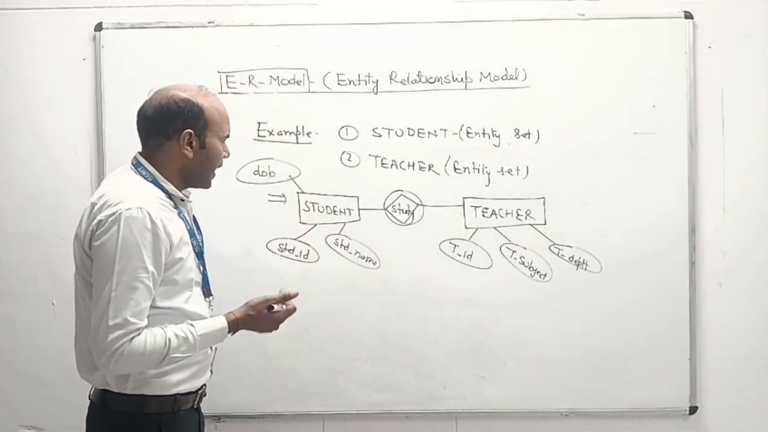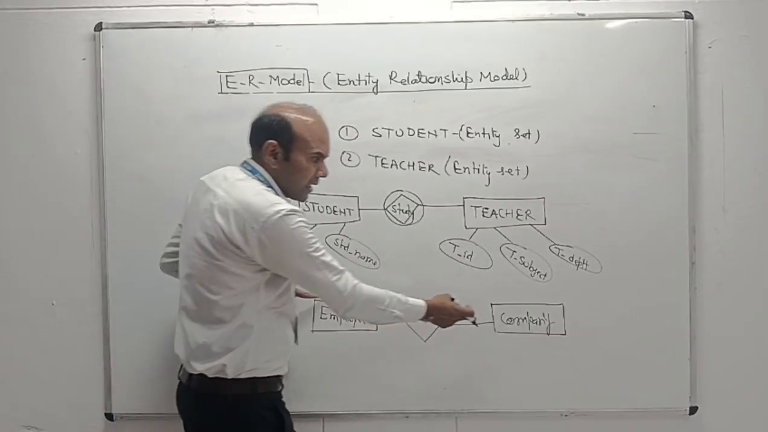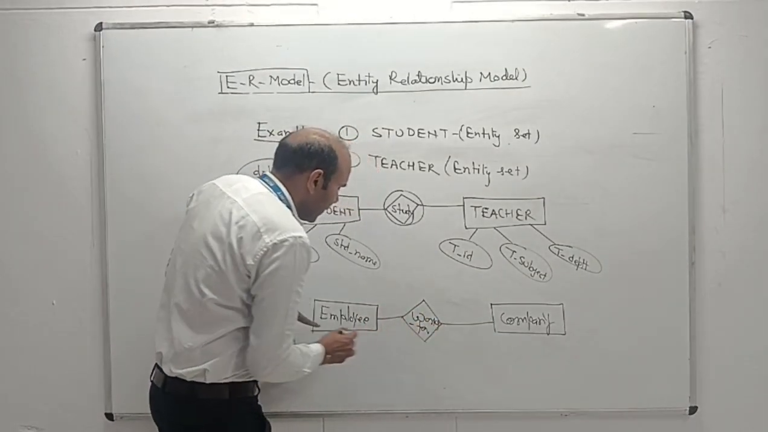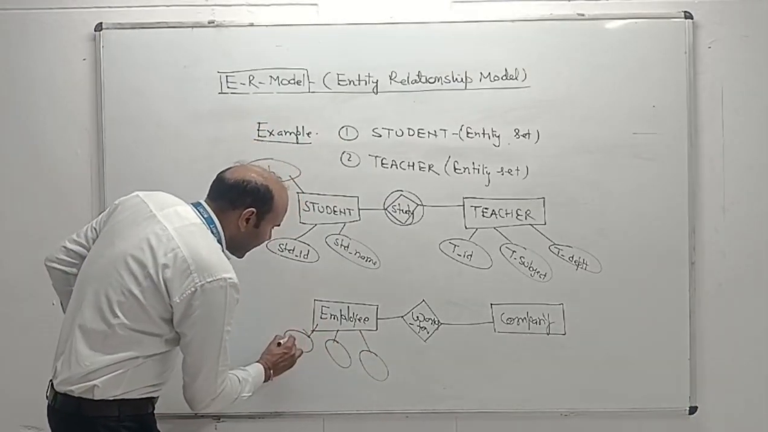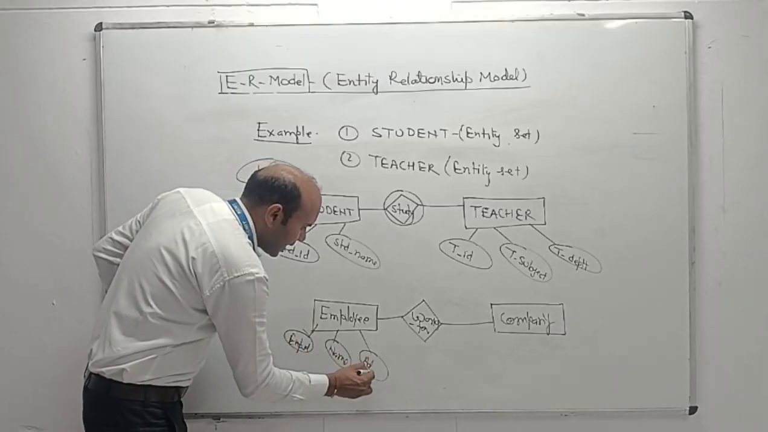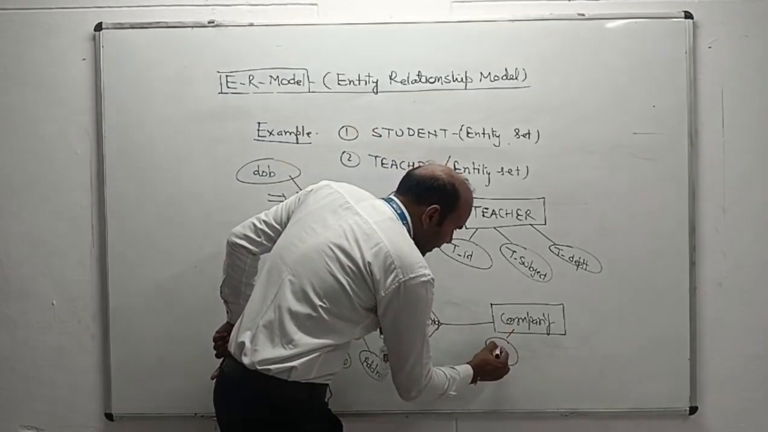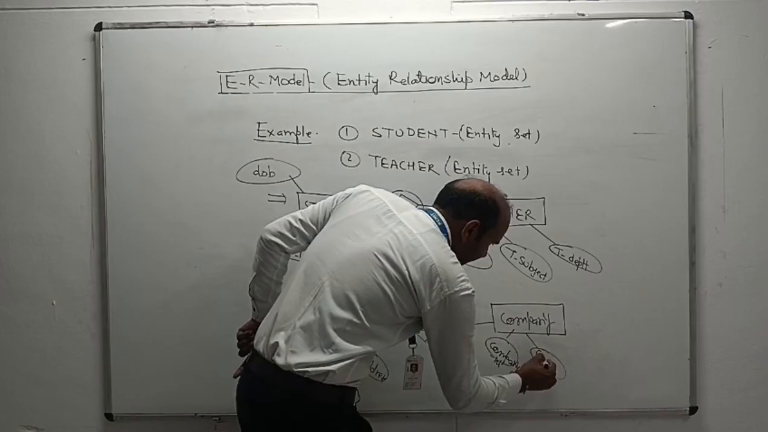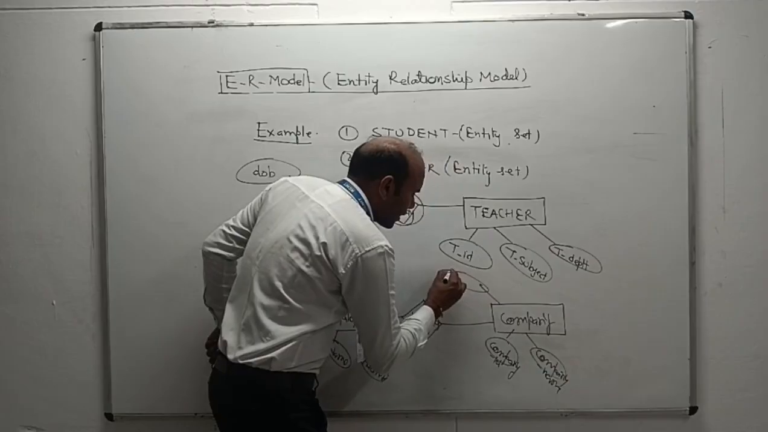Suppose we want to draw an ER model for employee and company. So employee is the entity set, and second is the company entity set. Employee works for company. There is the employee ID. These are the attributes of employee: employee ID, name, address. And for the company: company ID, company name, and company address.